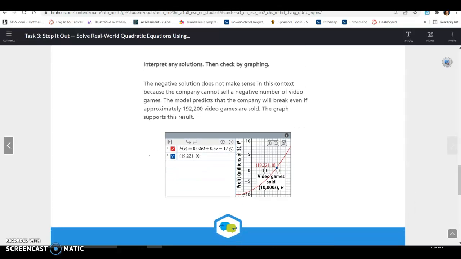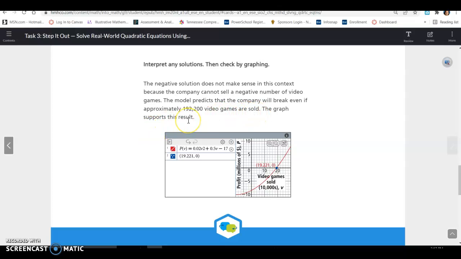All right, interpret any solutions, then check by graphing. The negative solution does not make sense in this context because the company cannot sell a negative number of video games. The model predicts that the company will break even if approximately 192,200 video games are sold.